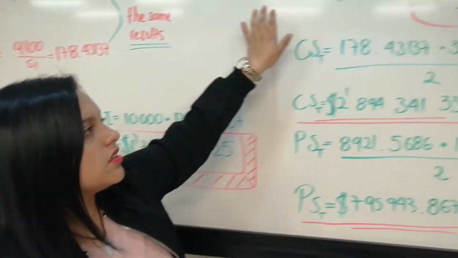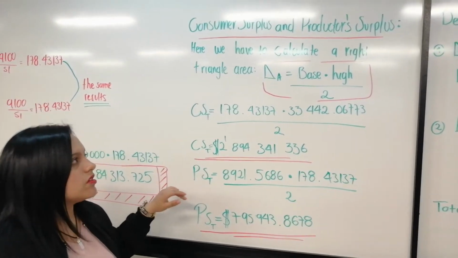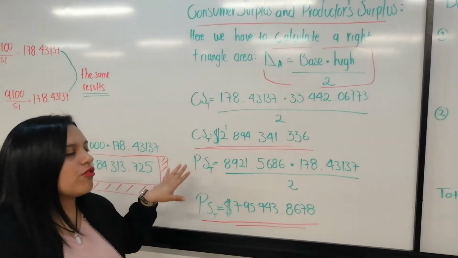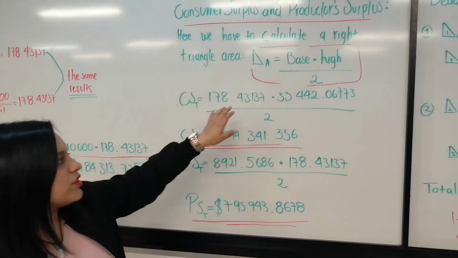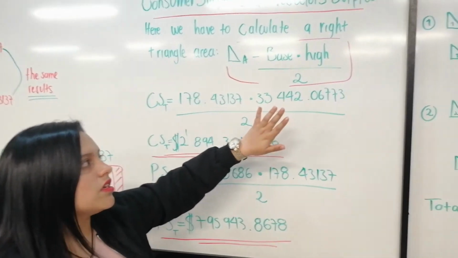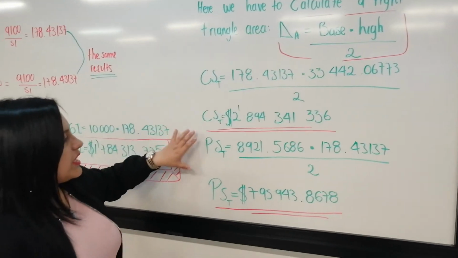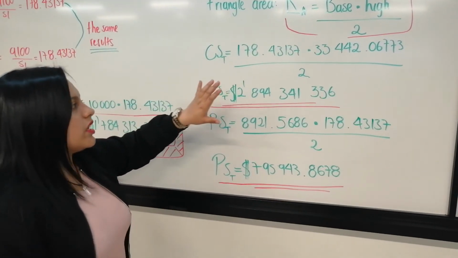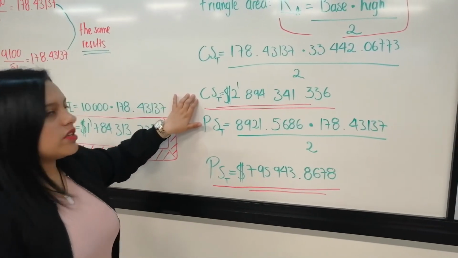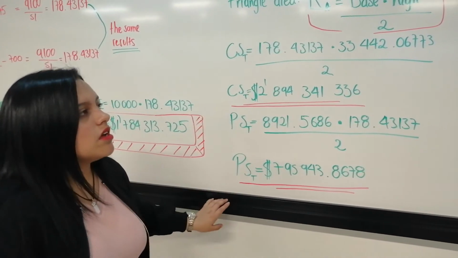After that, here we have the consumer and the producer surplus, and we have to remember that it's the area of a right triangle. So we have the formula here, that is the multiplication of base and height, divided by 2. So we apply the formula and replace the values that we have. So here we have the consumer surplus and the producer surplus with the tax, obviously.